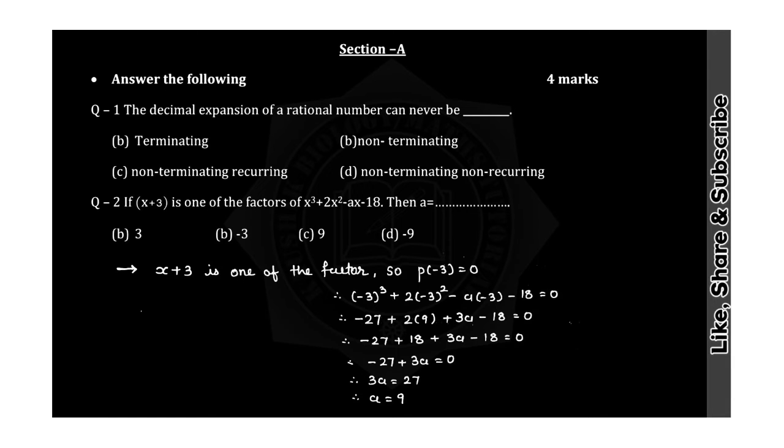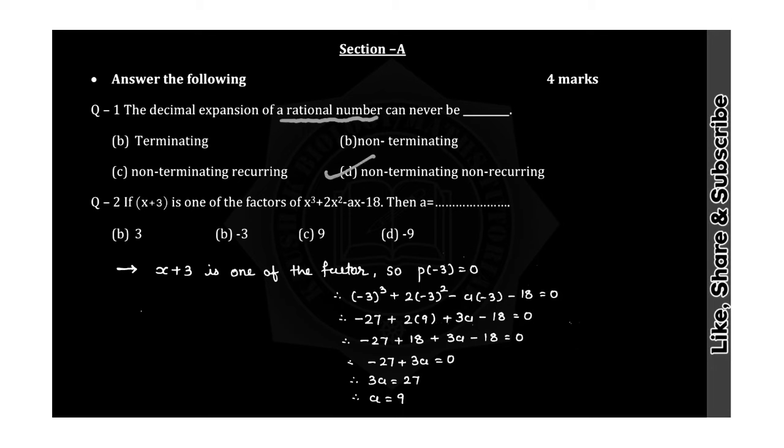Now whenever we consider a rational number, it has two types of decimal expansion. Either it has a terminating decimal expansion or a non-terminating recurring decimal expansion. And therefore we can say that a rational number can never have a decimal expansion of non-terminating and non-recurring type, and therefore our right answer is option D.